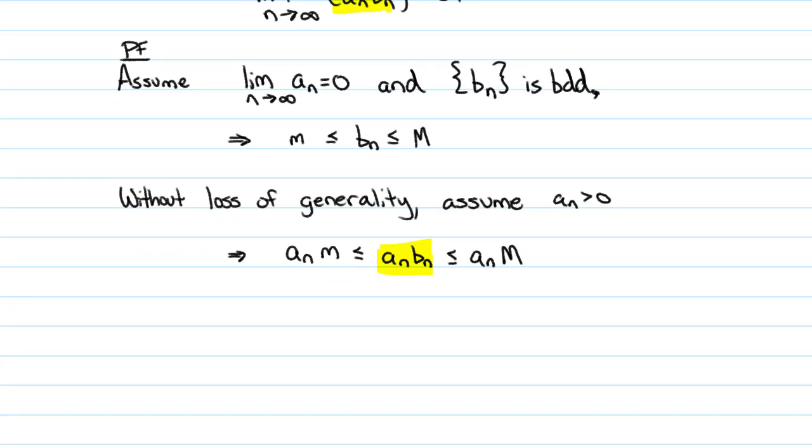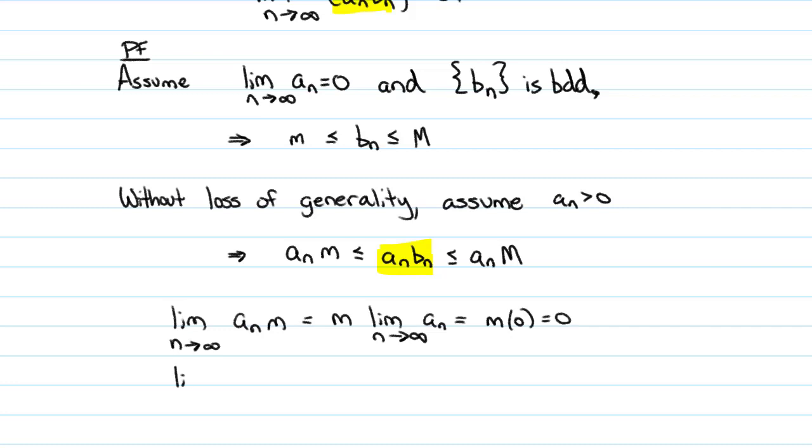Now the reason why is this, because I'm going to take the limit. The limit as n goes to infinity of the left-hand side is going to be the constant m times the limit as n goes to infinity of a sub n, and we are assuming that that is 0. So that's m times 0, which is 0. Likewise, for the right-hand side, the limit as n goes to infinity of a sub n times capital M, we can factor out that capital M, and again, that limit is 0. So the right-hand side tends to 0.